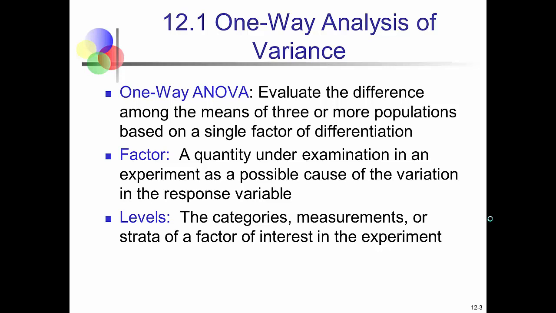One-way analysis of variance, or one-way ANOVA, really allows us to evaluate the difference between three or more population means on a single factor of differentiation. One thing that makes each of those populations different from each other. This single factor of differentiation, or factor, is something we believe is a cause for the variation between the different samples that we're looking at. We believe it causes variation in this variable that we're attempting to measure. When we talk about that factor, it is going to have various levels, 3 or more levels. So these are some kind of category or measurement or subgroup that we're interested in studying in the experiment.